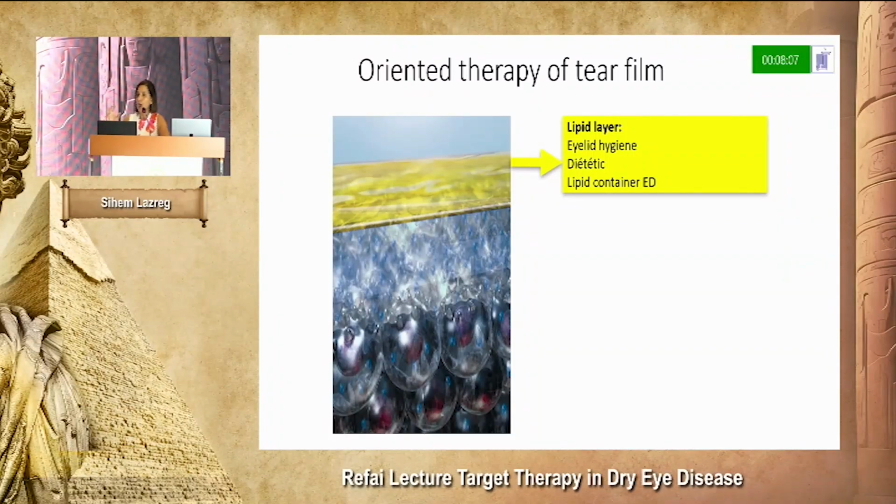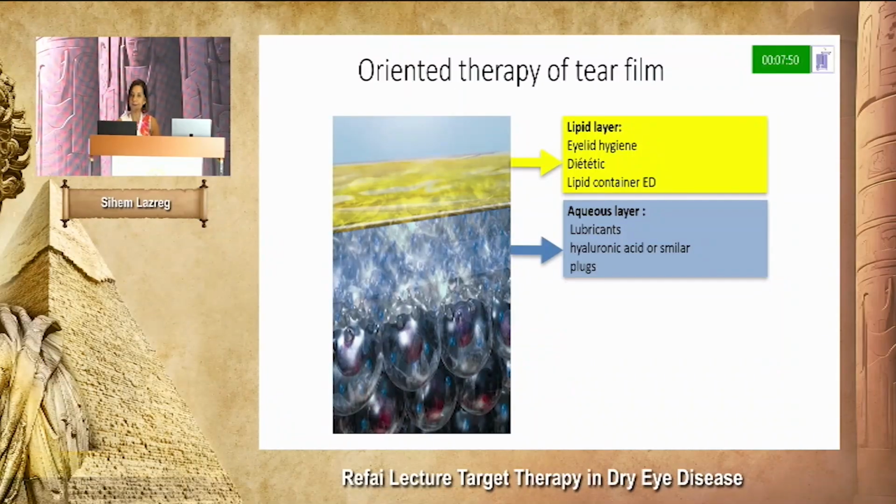If we have a lack of lipid layer, then eyelid hygiene is the first line treatment to restore this layer of the tear film. Then we change the dietetic of the patient, and then the lipid-containing eye drops. If we are targeting the aqueous layer, we give hyaluronic acid, all the lubricants that we have on the market, and put plugs just to restore this watery layer.